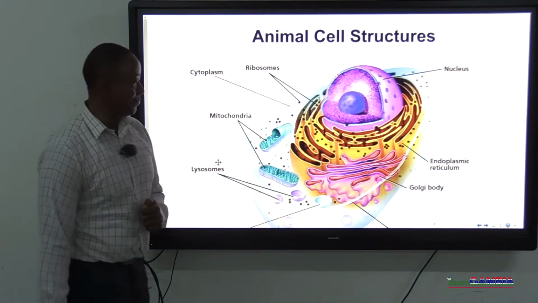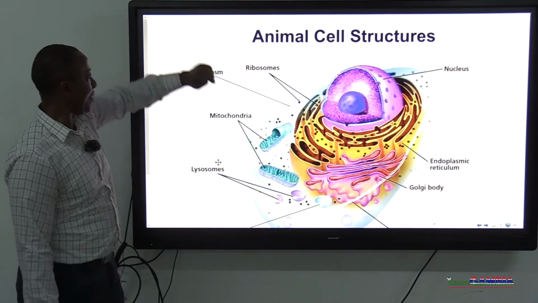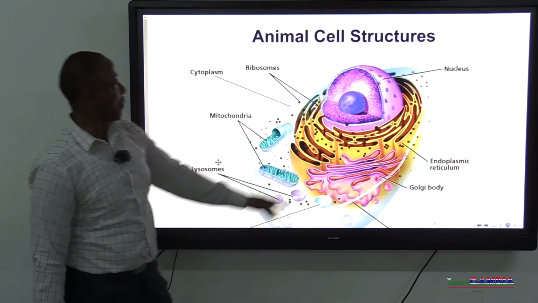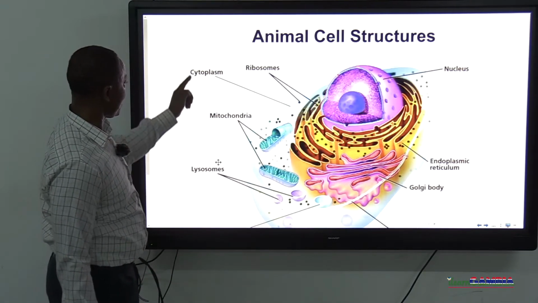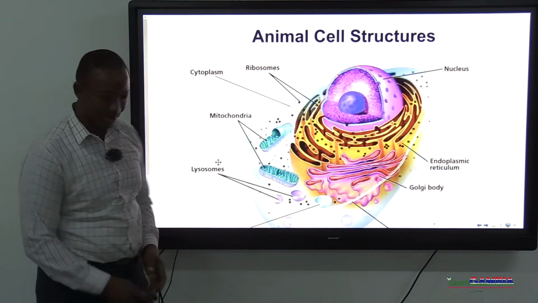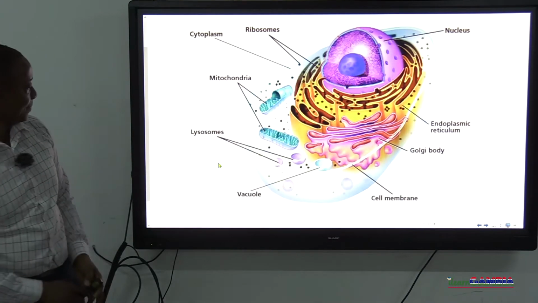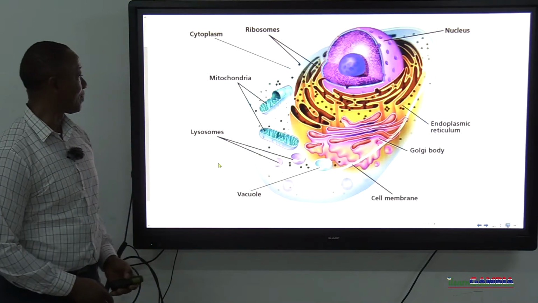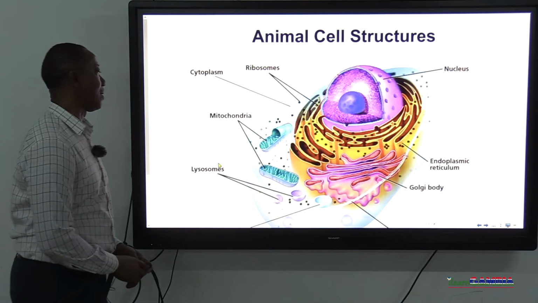Animal cells, in addition to those things we've said, if we look at them, the cytoplasm is there, the ribosomes we already mentioned, we mentioned the nucleus, and the cell membrane too. It's not labeled here, or maybe it's not showing in the diagram, but it's there. We have the cell membrane, we have the vacuole. So this is what a typical animal cell will look like.